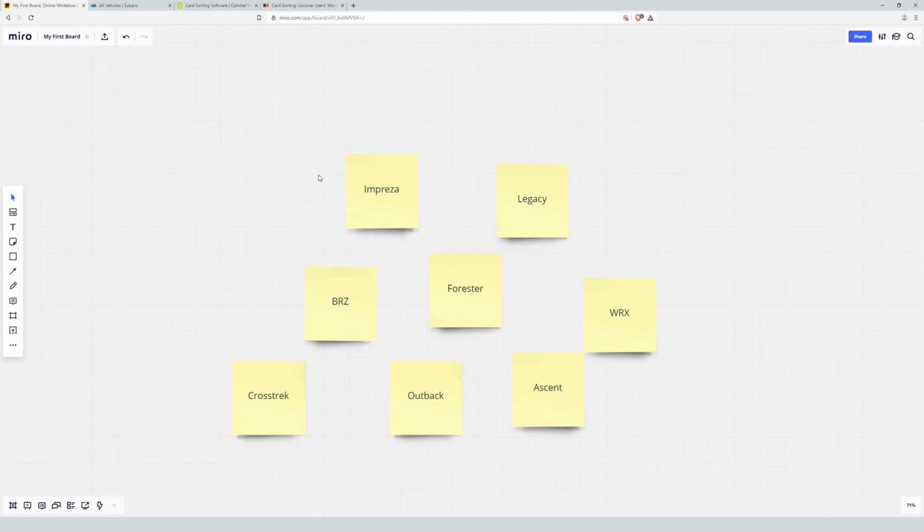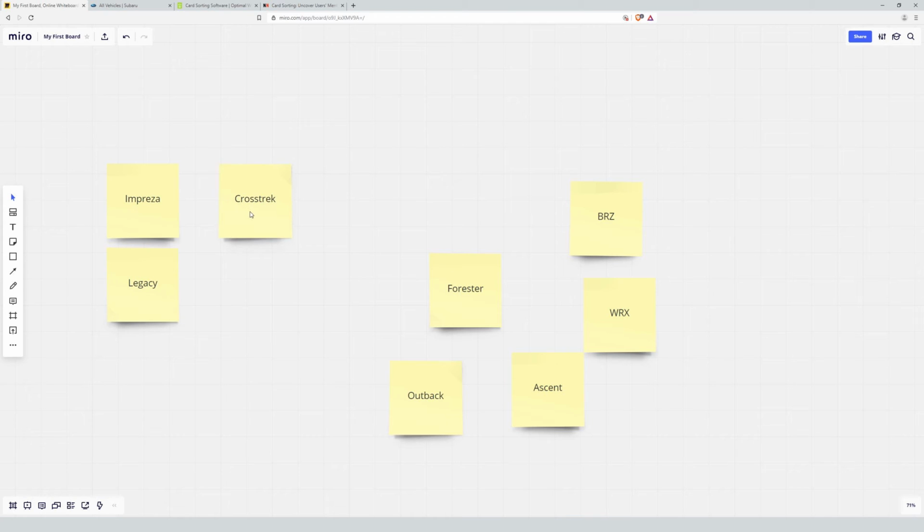So I'm going to start right here with the Impreza, which is a car. So I'm going to make basically a car group. And keep in mind, this is an open card sort, so there's no rules. I can make any groups that I want. We also have the Legacy, which is a car. So I'm going to group that with the Impreza. And then let's see what we have here.